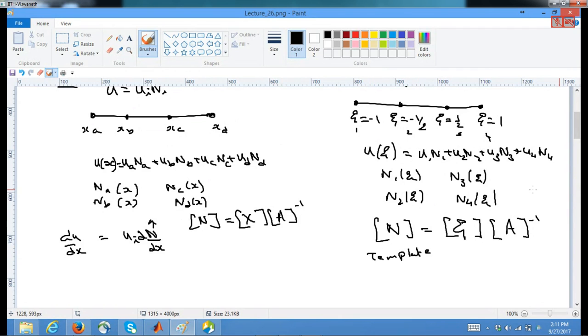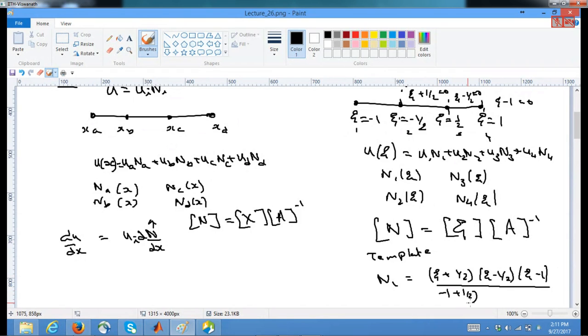I can simply write, since the equation of this line is ξ plus 1 half equals to 0, this one is ξ minus 1 half equals to 0, and this is ξ minus 1 equals to 0. I can write simply my N1 is equal to (ξ plus 1 half)(ξ minus 1 half)(ξ minus 1) divided by (minus 1 plus 1 half)(minus 1 minus 1 half)(minus 1 minus 1), just the normalization. So this is the N1 of ξ, and this is template.